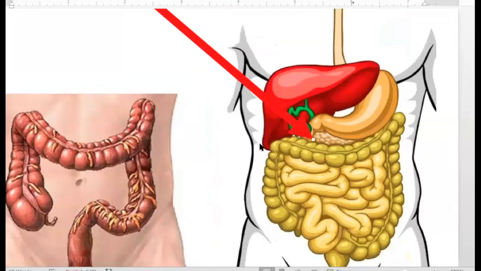Otherwise, you better shoot me a text. All right, but then what was that? Did you say the pancreas? Yes. All right, good. So that was number 63.